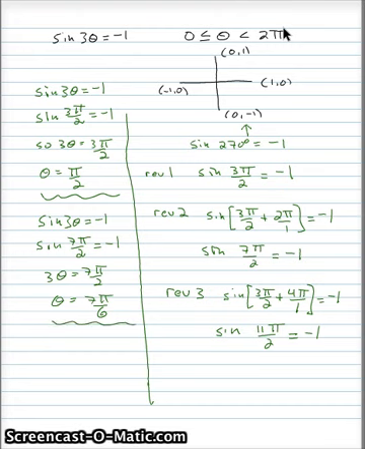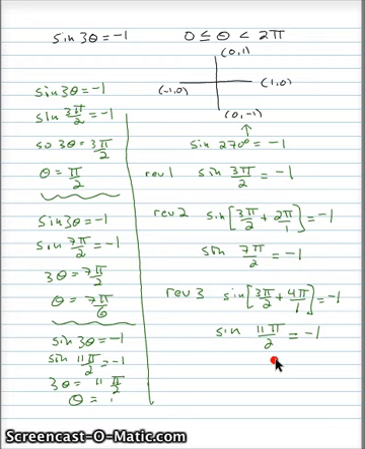Now let's go to our third revolution. Again, our question is sine of 3 theta is negative 1. And then down here we see sine of 11 pi over 2 is negative 1. So if that's the case, 3 theta is 11 pi over 2. Multiply both sides by a third. So theta is going to be 11 pi over 6, which you will recognize is still between 0 and 2 pi.